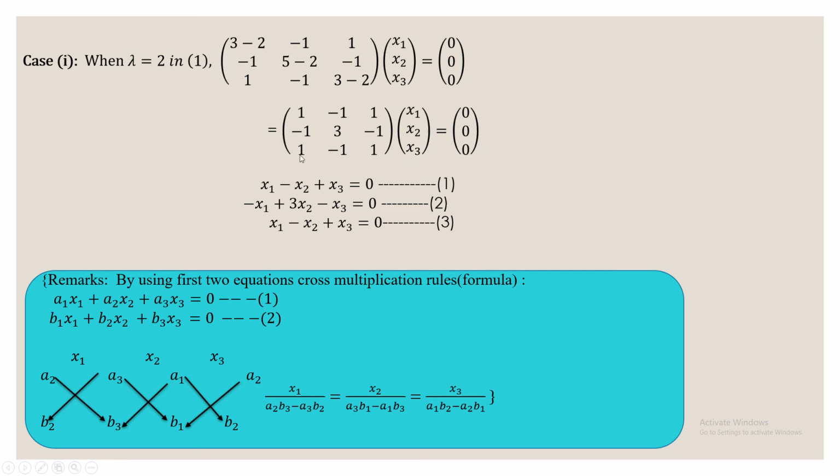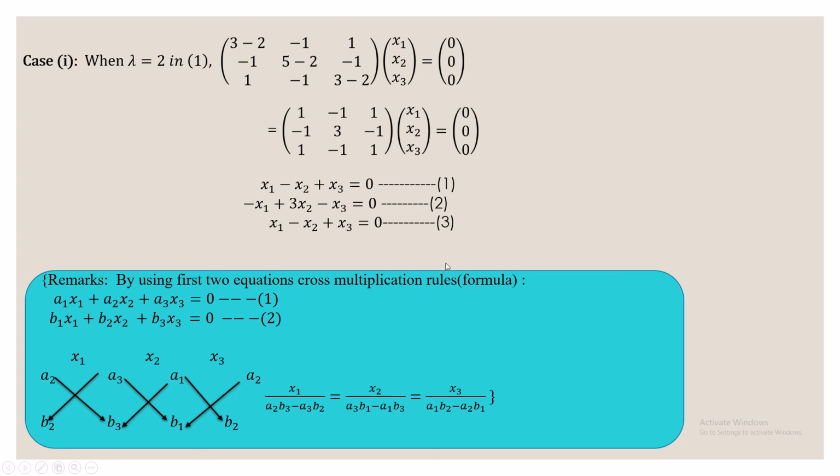Finally, take the matrix multiplication of the last row and then first column. You will get the last equation. 1 into x1 is x1, minus 1 into x2 is minus x2, plus 1 into x3 is x3, which is equal to 0. You will get the 3 equations. Now from the 3 equations you have to choose any 2 equations.